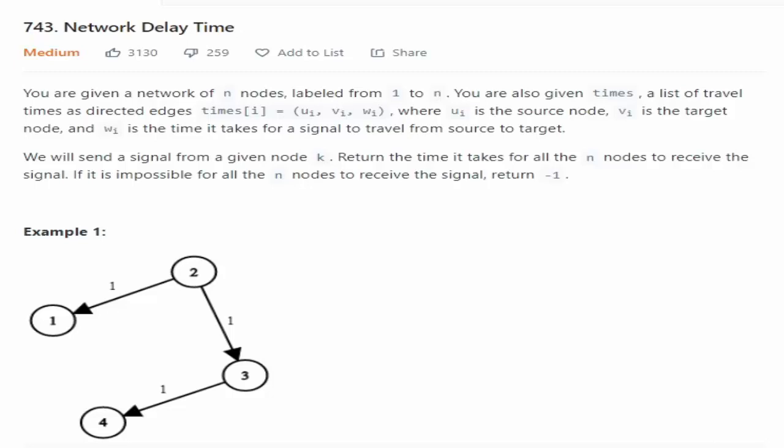And then where u of i is the source node, v of i is the target node, and then, like I said, wi is the time it takes for a signal to travel from the source to that target. And then we'll basically send a signal from a given node k, return the time it takes for all the nodes to receive the signal. If it is impossible for all n nodes to receive the signal, return -1.